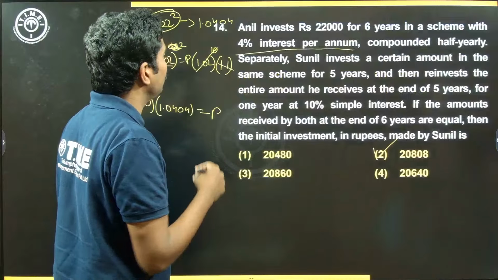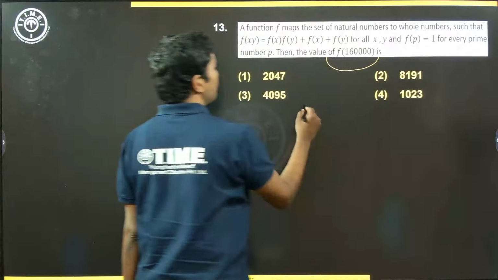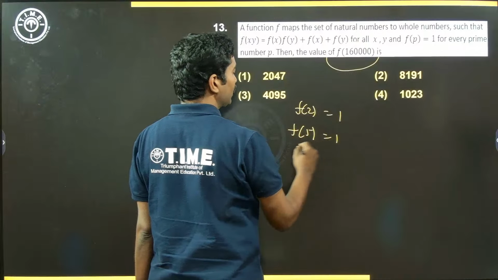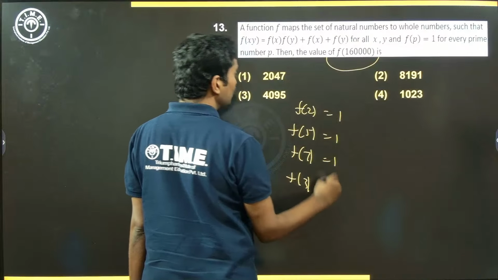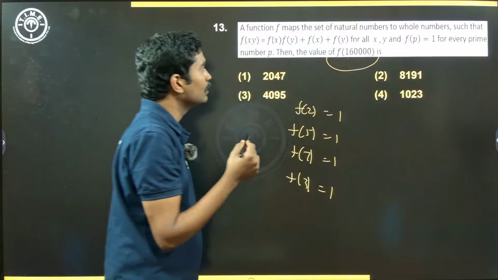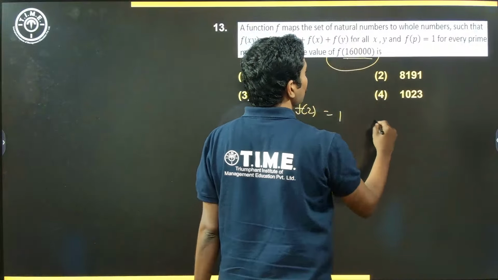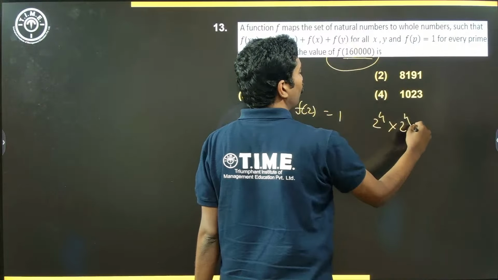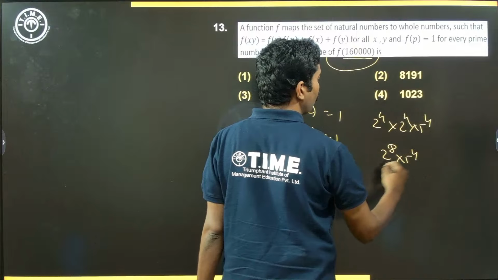Now, if you look at this one, for example, f of p is 1 for every prime number. f of 2 will be 1, f of 5 will be 1, f of 7 will be 1, f of 3 will be 1, and so on, right? So we are interested in finding f of 1,60,000. So 1,60,000 is 2 power 4 into 10 power 4, which is 2 power 4 into 2 power 4 into 5 power 4, which is 2 power 8 into 5 power 4, right?